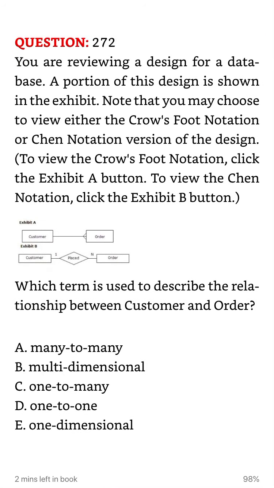Question 272. You are reviewing a design for a database. A portion of this design is shown in the exhibit. Note that you may choose to view either the crow's foot notation or Chen notation version of the design. To view the crow's foot notation, click Exhibit A. To view the Chen notation, click Exhibit B. Which term is used to describe the relationship between customer and order? Solution is D, one-to-one.